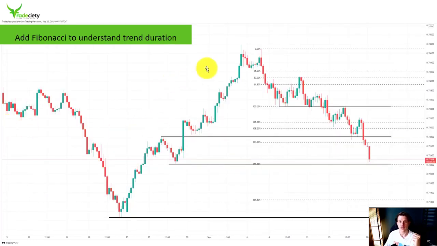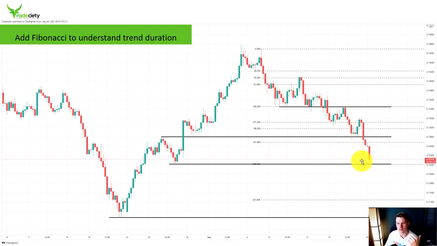I also like to add a Fibonacci to my chart whenever I can find one. So when I am in a trending market, I try to find the first Fibonacci from the top to the first end of the trend wave. Then you can see we have our first retracement, and this will really help me understand the market situation.